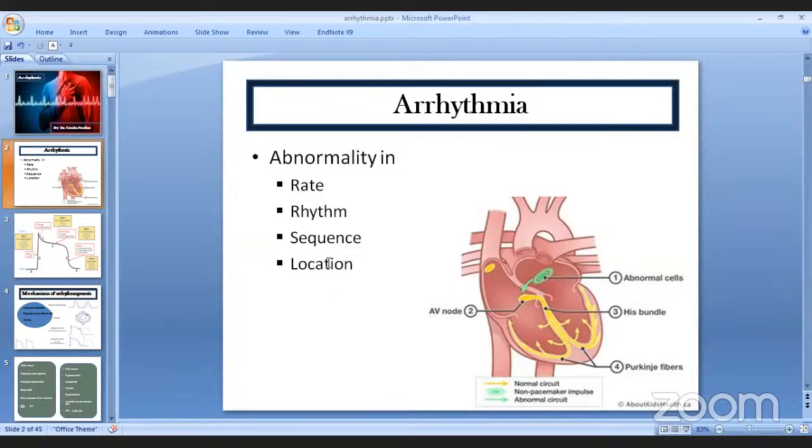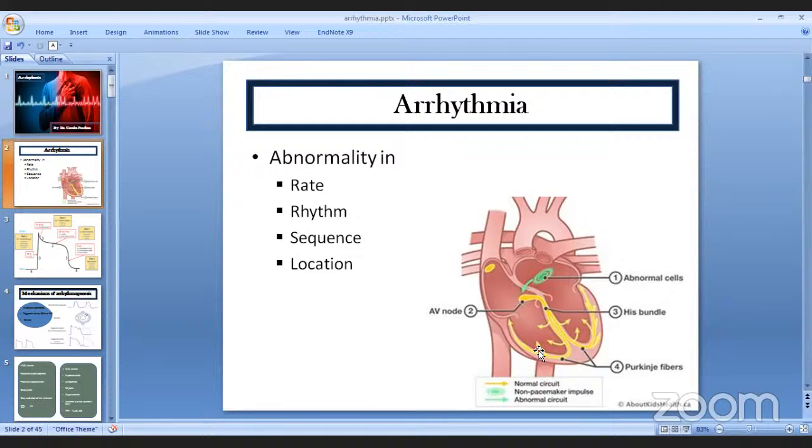Now the last one is location, and this is also one of the most important ones. Here, the only place where the heart is allowed to generate autonomous activity is the SA node. But that doesn't mean the SA node is the only place in the heart where autonomous activity is generated. There are three places where autonomous activity is generated in the heart. The first one is the SA node, the second one is the AV node, and the third one is Purkinje fibers.